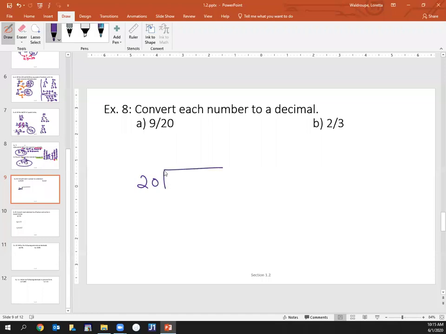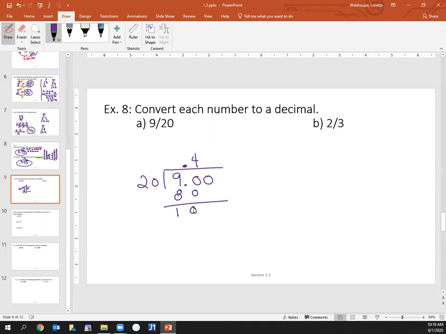When you have 9 over 20, 20 into 9. Now, because 9 is smaller, we need to put some point zeros here, and we don't know how many until we start dividing. 20 does not go into 9. Remember, we bring our decimal point right up. 20 goes into 90 4 times. 4 times 20 is 80.